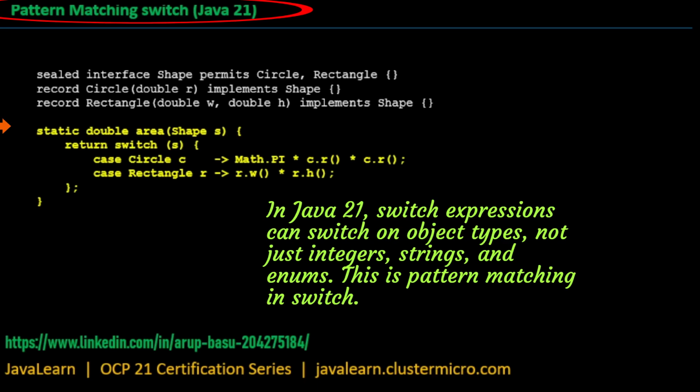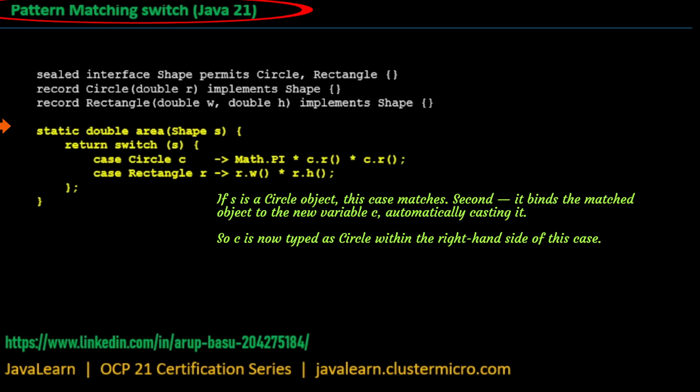Then we have case Circle c -> Math.PI * c.r() * c.r(). So this is a type pattern. The pattern Circle c does two things simultaneously. First, it tests whether s is an instance of Circle. If s is a Circle object, this case matches. Okay, and second, it binds the matched object to the new variable c, automatically casting it. So c is now typed as Circle within the right hand side of this case.